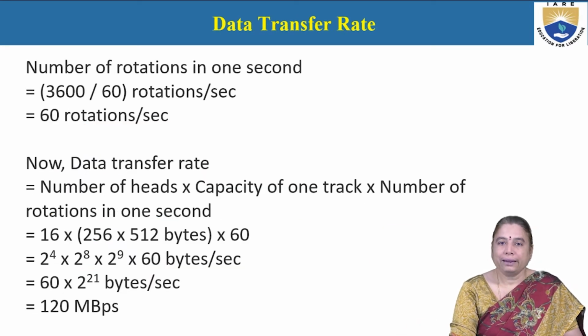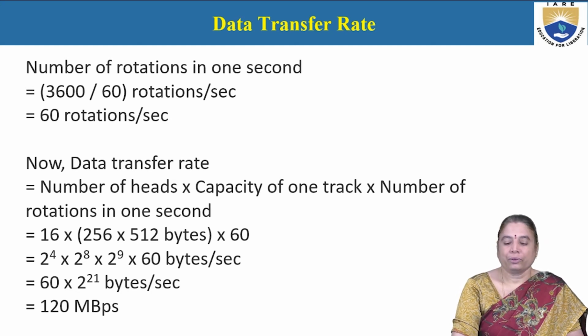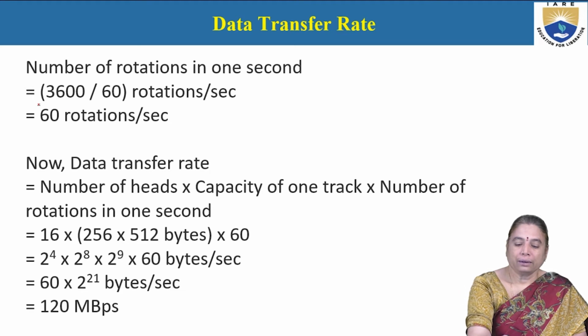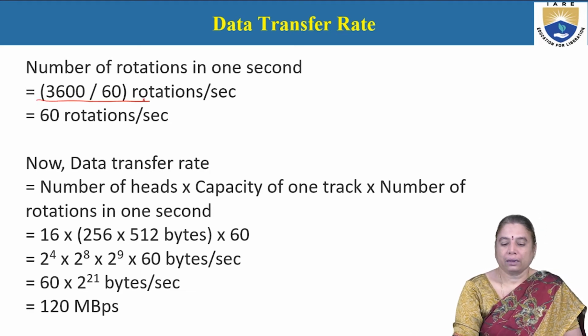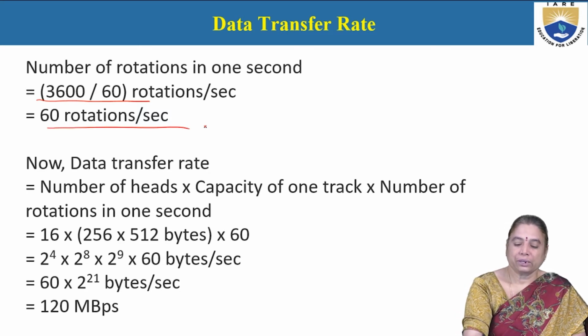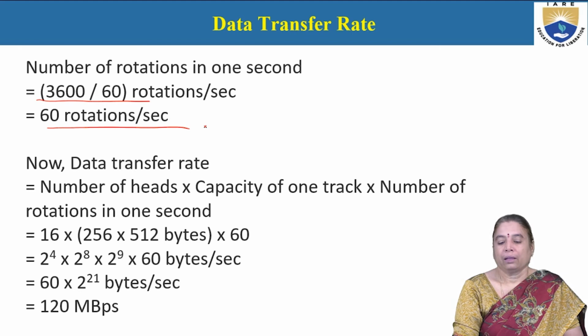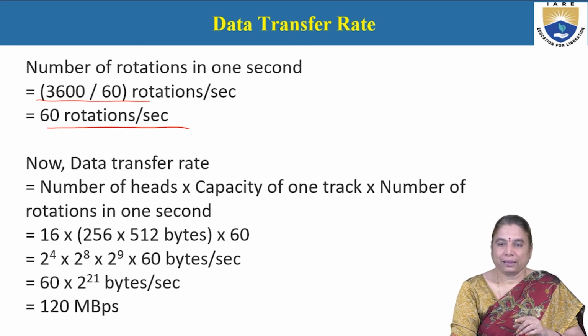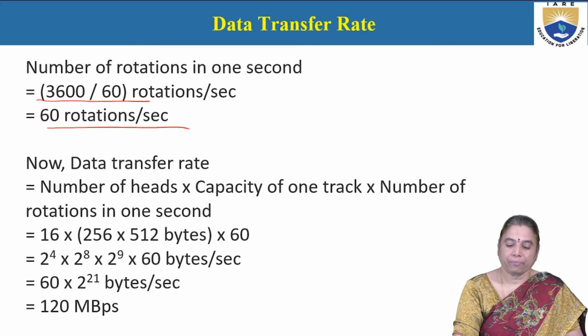Next, what is the data transfer rate? So number of rotations in 1 second. So here RPM is 3600, so 3600 by 60 gives 60 rotations per second. The RPM is given in the problem in minutes, that is converted into seconds.